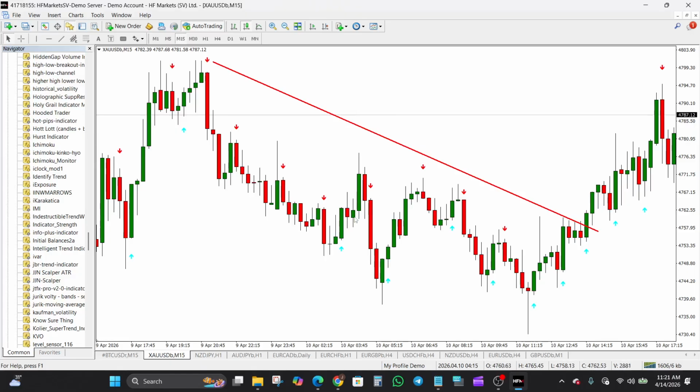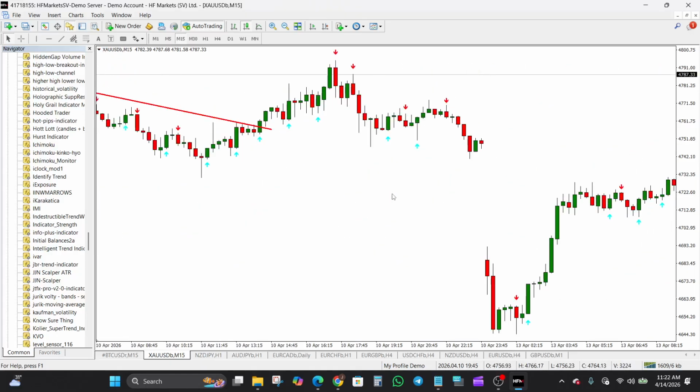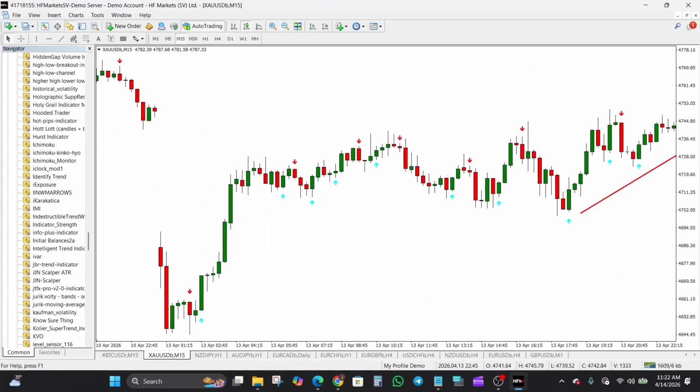It's a straightforward indicator. Upward blue arrow, buy signal, downward red arrow, sell signal. But make sure that you always get your confirmations. It is very important. Make sure you always get your confirmations before executing your trade. Don't forget to prioritize proper risk management.